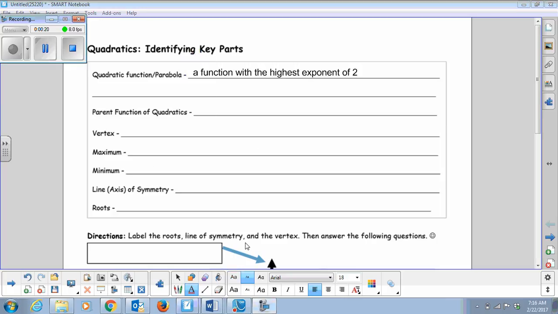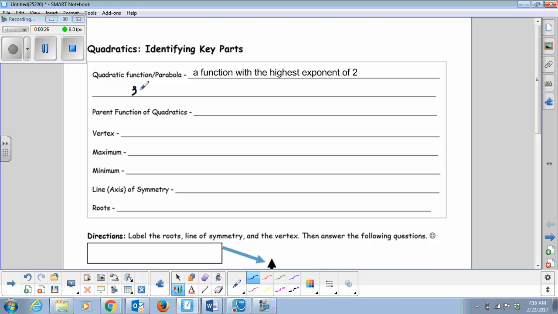is a function with the highest exponent of 2. So that's why we always have like 3x squared plus 2x plus 6, let's say. So that's an example of a quadratic because even though I have 3 terms, the highest exponent that any of them have is 2. Okay, the parent function of quadratics is just x squared.